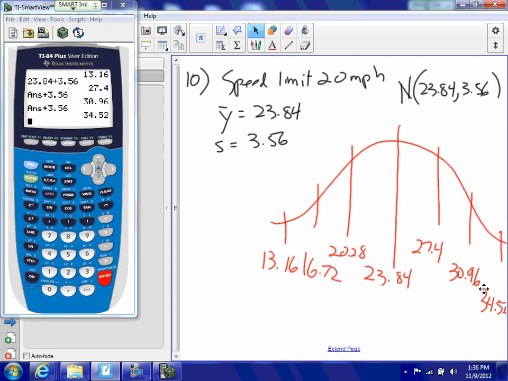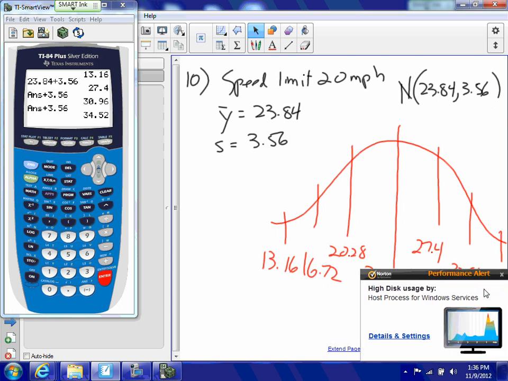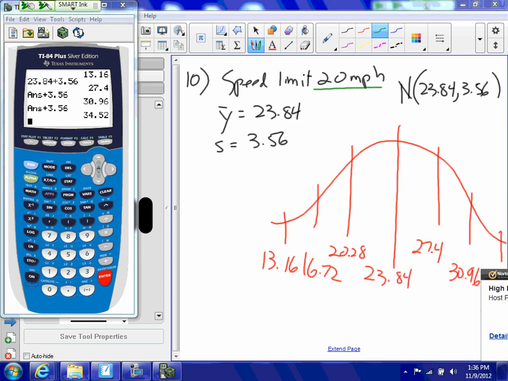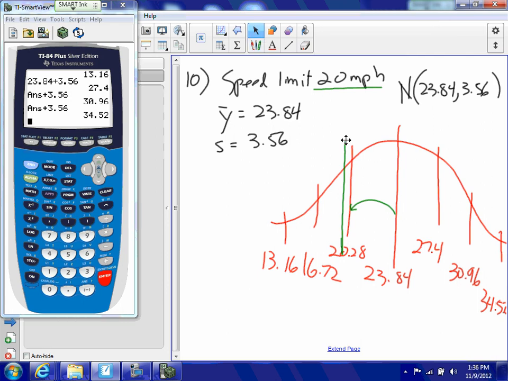And the question they're asking again, how many standard deviations from the mean would a car going under the speed limit be? Well, the speed limit is 20 miles an hour. I can see from my diagram here that 20 miles an hour is going to fall somewhere right over here. It's going to be more than one standard deviation, because one standard deviation negative takes me to 20.28, and 20 miles an hour is less than 20.28. So how do I go about calculating this to be exact?